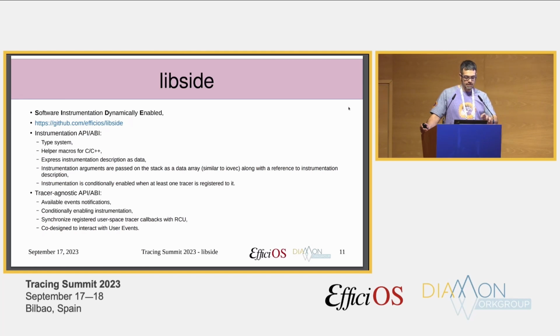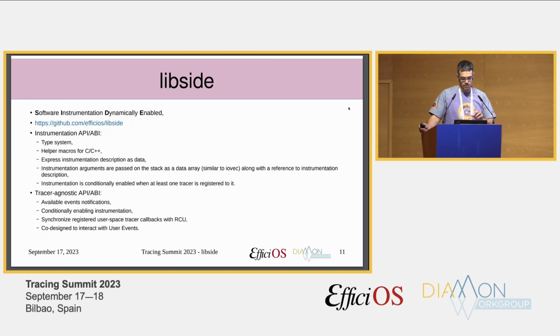So it really has two APIs and ABIs. It's actually not just APIs, but it's also meant to be ABI. So there's a part of it that's for the instrumentation, so it has a type system, helper macros for C and C++. It expresses instrumentation description as data, and the instrumentation arguments are passed on the stack as an array. This is really similar to what the kernel does with IOVec. So readv, writev. You get an argument vector of what is the data that needs to be read, what are the chunks of data. But here, instead of having each of the IOVec elements being a pointer and a length, we get a type, and either its content or a pointer to its content. So that's basically the key of it, really that concept.